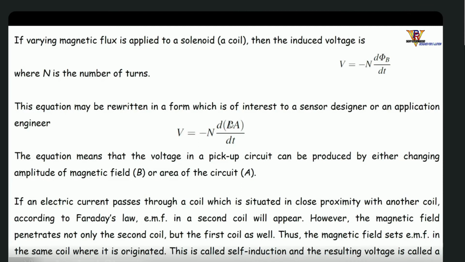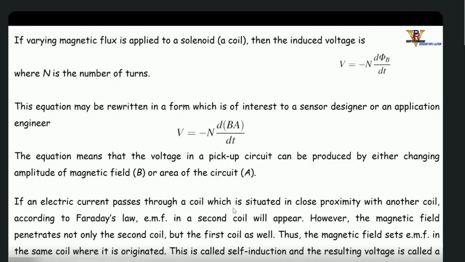Okay. In this part, what we are discussing is how we can devise a sensor that will be able to sense the magnetic field or magnetic flux, or based on sensing magnetism, give some values. So what happens if an electric current passes through a coil which is situated in close proximity with another coil? According to Faraday's law of EMF, in the second coil, an EMF will appear.